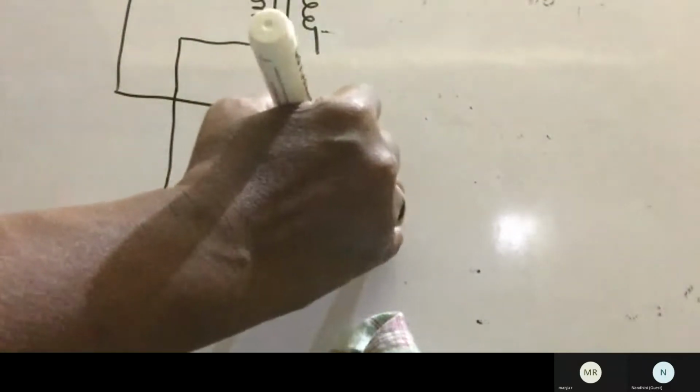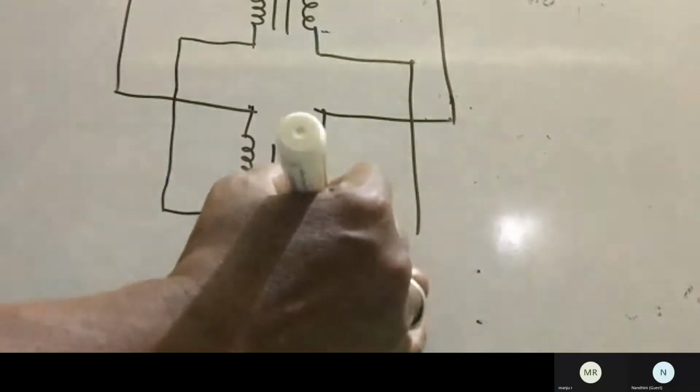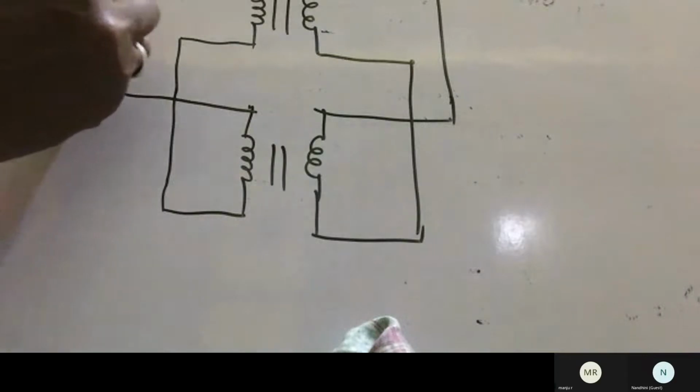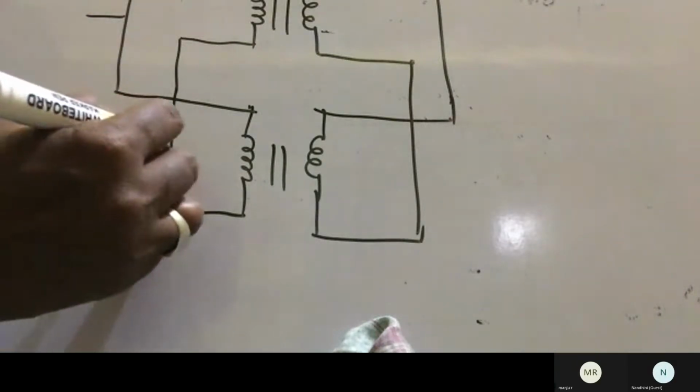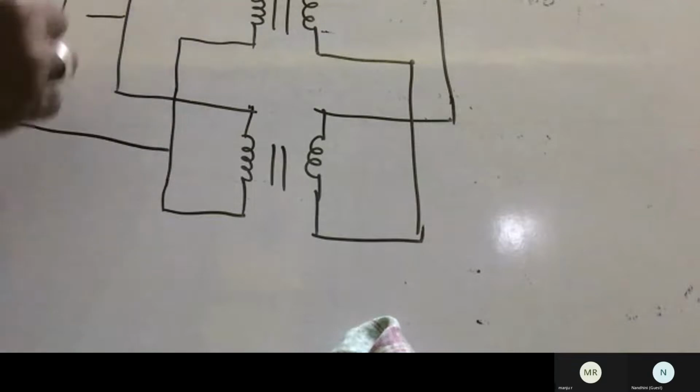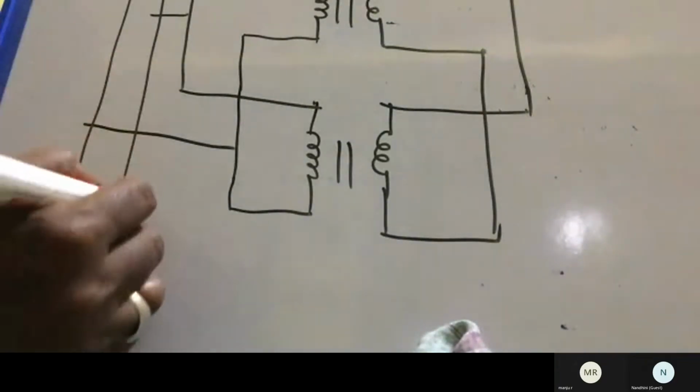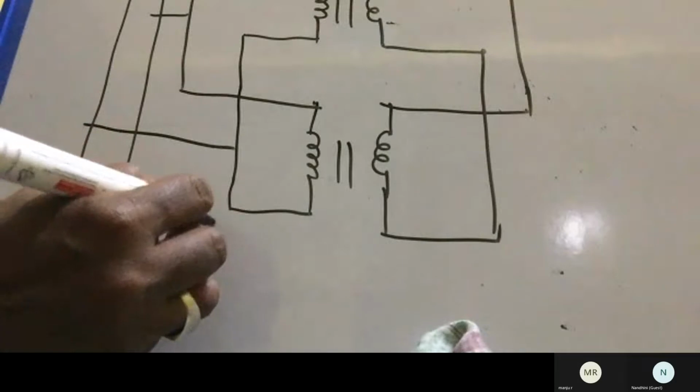Similarly, in the secondary winding, phase as well as neutral will be connected. Okay, so this applies for the primary as well as the secondary. We have to give the voltage to the bus bars. So we can take this as the primary bus bar, and this will be the secondary bus bar.